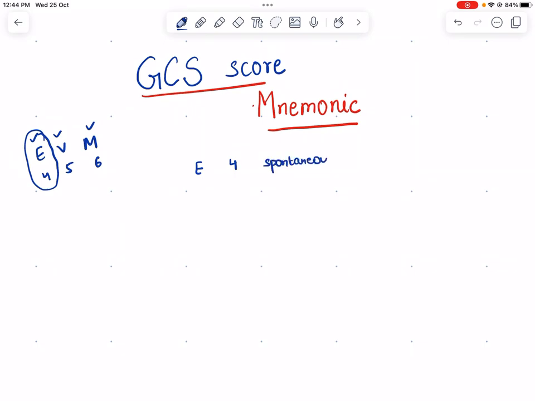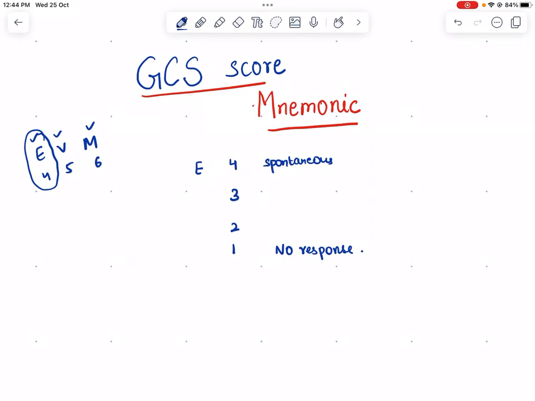Okay, after that, write 4, 3, 2 and 1. For 1 there is no response in the GCS score. For every 1 point there is no response. After that we just have to remember these 3 points for eye movement: 2, 3 and 4.